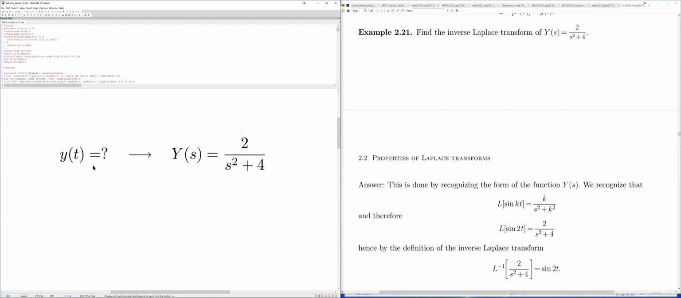In order for the Laplace of y of t to be equal to Y of s, this y of t over here would need to be sine 2t. So what that means is that when you go backward, this needs to be sine 2t. It can't be anything else, at least for this class.